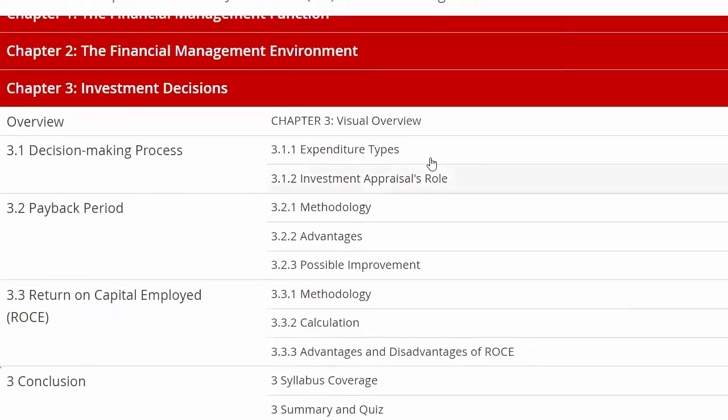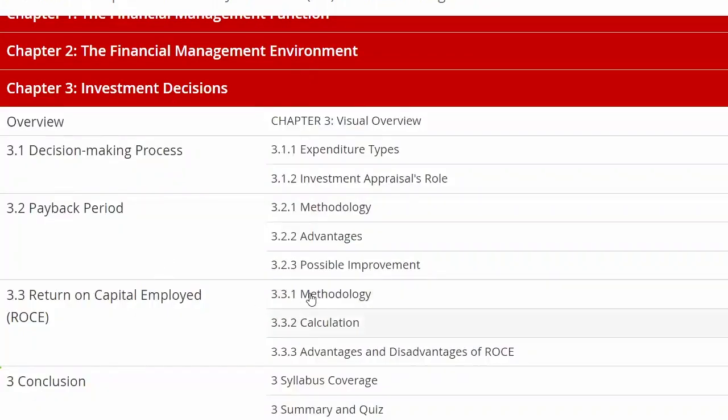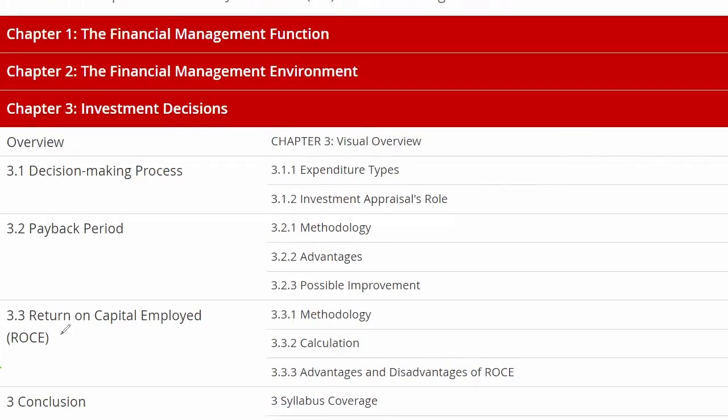Okay. Look, we are on chapter number 3 of the ACCA Study Hub. And on chapter number 3, we are discussing ROI. It is also known as accounting rate of return or return on investment. Accounting rate of return is also known as ROI, and it is also known as ROCE, return on capital employed.